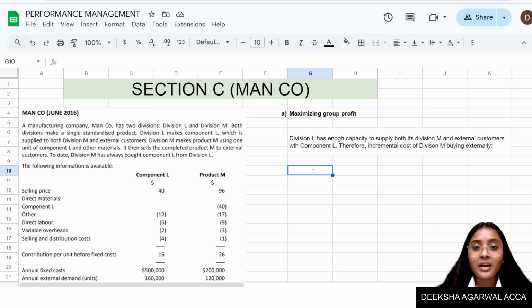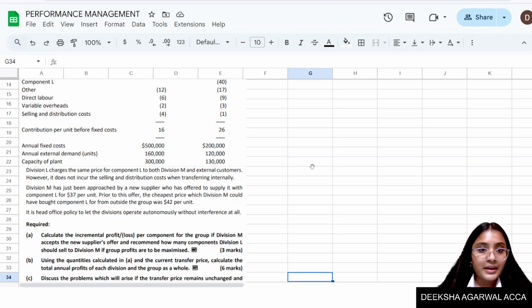Now, let's see how we can do it. I need to calculate the cost per unit of component L. When we are buying externally, how much are we paying? It's clearly written $37. See, it's written that division M has been approached by a new supplier who offered to supply it with component L for $37 per unit. Prior to this offer, the cheapest price at which division M could have bought component L from outside was 42. That doesn't matter here. Right now, it can buy from 37. Correct?